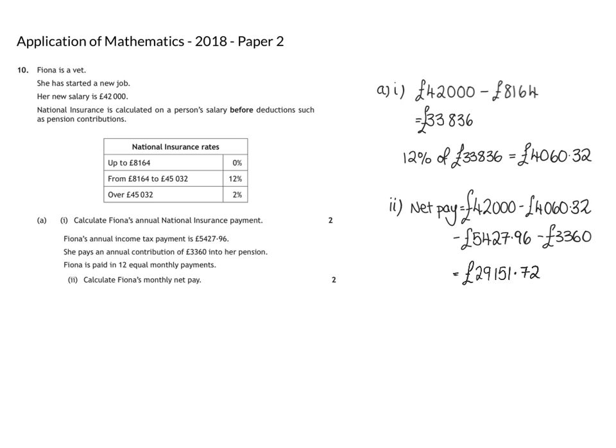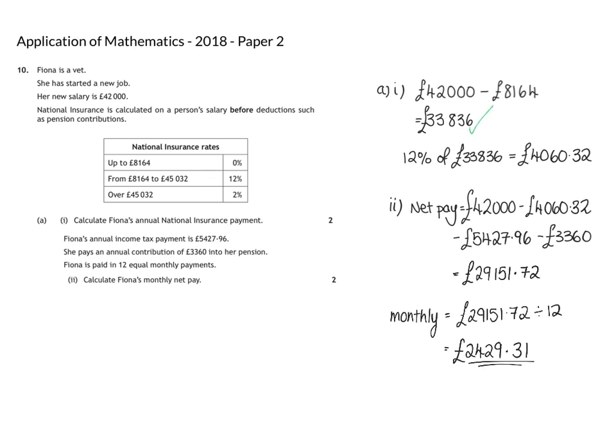£29,151.72. So monthly is going to be that value that we just found divided by 12, which gives us a monthly pay of £2,429.31.